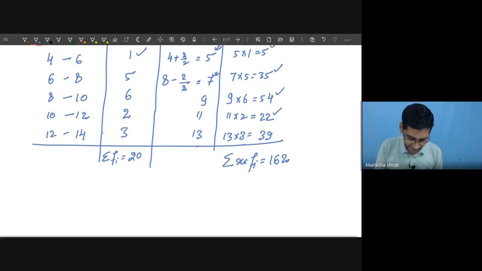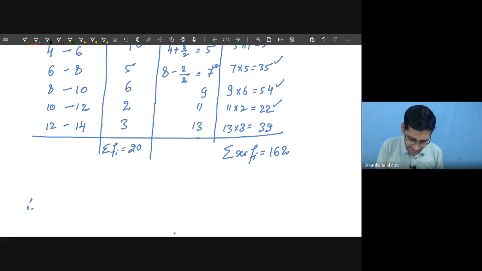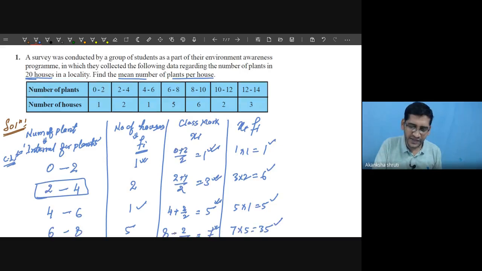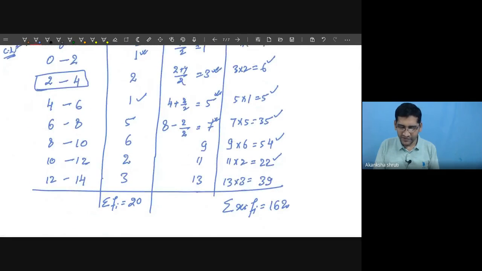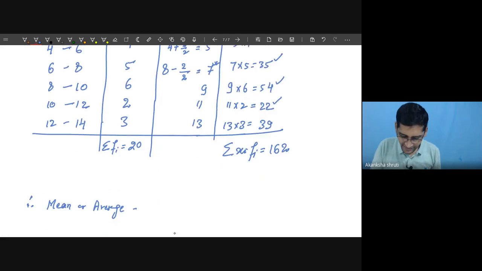Yes, student. So therefore, the mean or average, what is required here? You have to calculate the mean number of plants per house. Yes, it will come in between 0 to 14 only. Yes, we are getting it. Mean is equal to summation of xi fi divided by summation of fi.